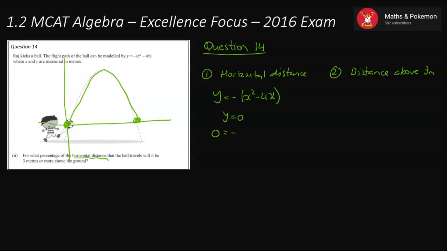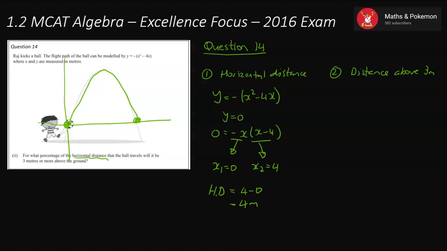So we're going to substitute that in. So 0 is equal to negative x, and I'm going to actually factorize that thing there. So that's going to be x minus 4. I'm now going to break it into its two answers. So x1 will be equal to 0 and x2 will be equal to 4, which means this has a horizontal distance. I'll write HD of 4 minus 0, which is 4 meters. So there's my horizontal distance.